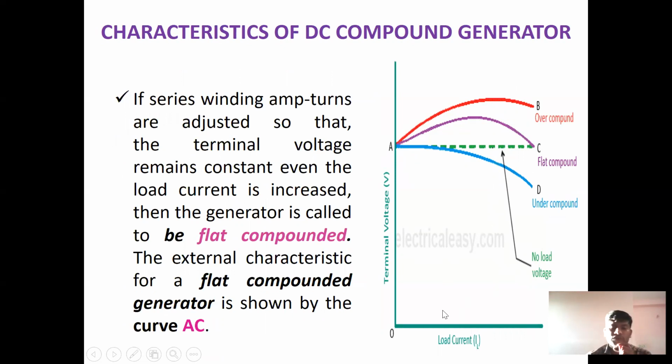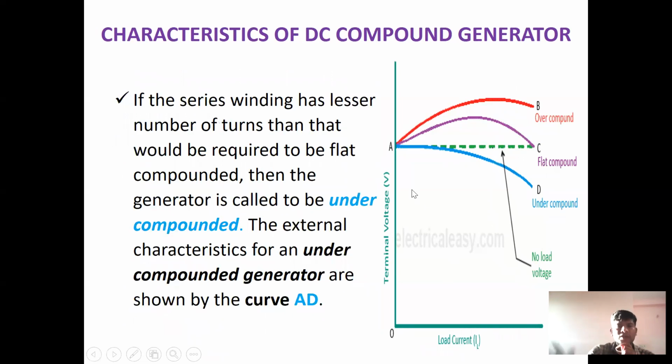And then suppose the load current increases, the terminal voltage is going to decrease due to the increase of series field turns. So by increasing the load current, the terminal voltage decreases due to the change of series field turns. This type of characteristic is under compound characteristics. So the compound generator characteristics may vary by changing the series field turns.